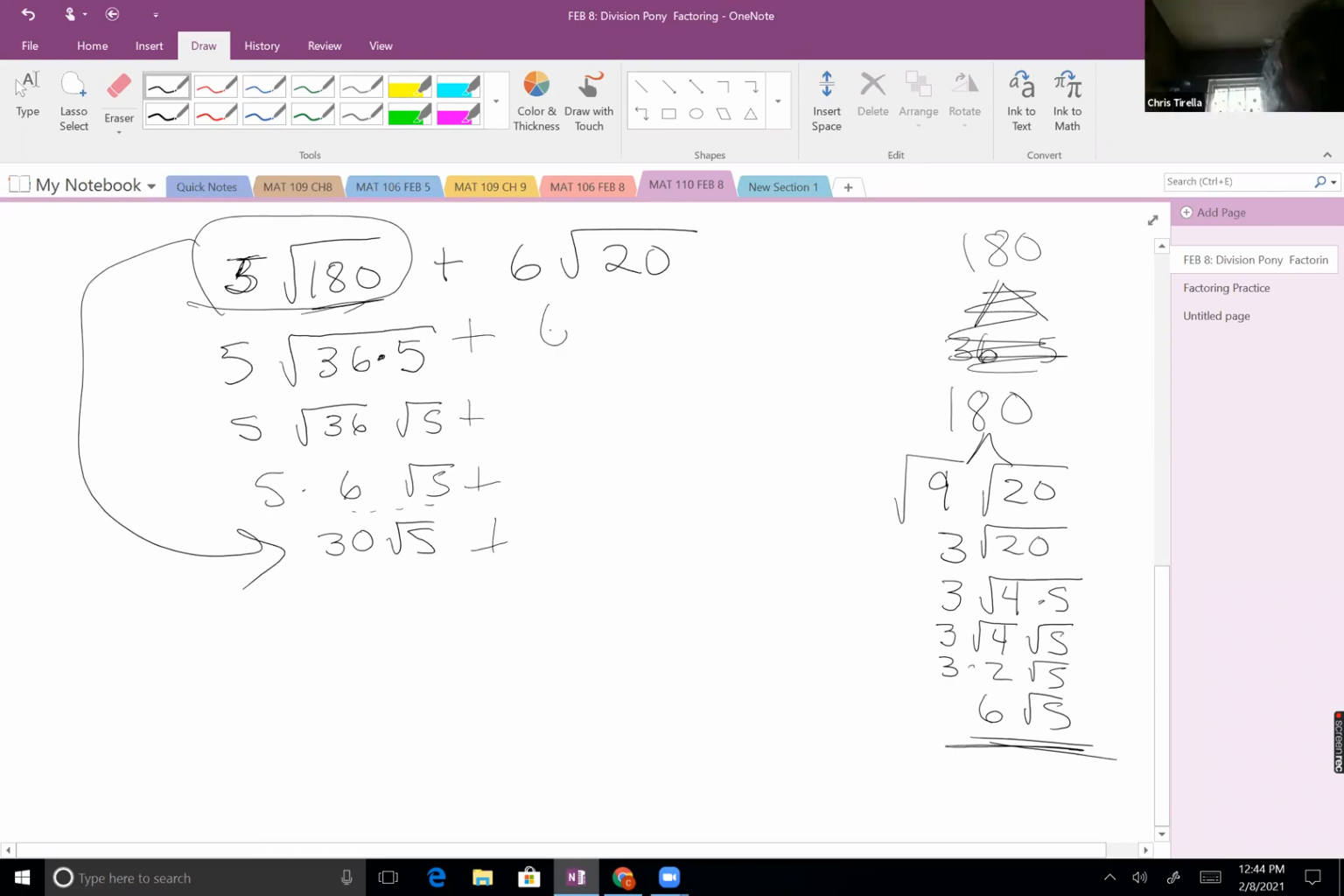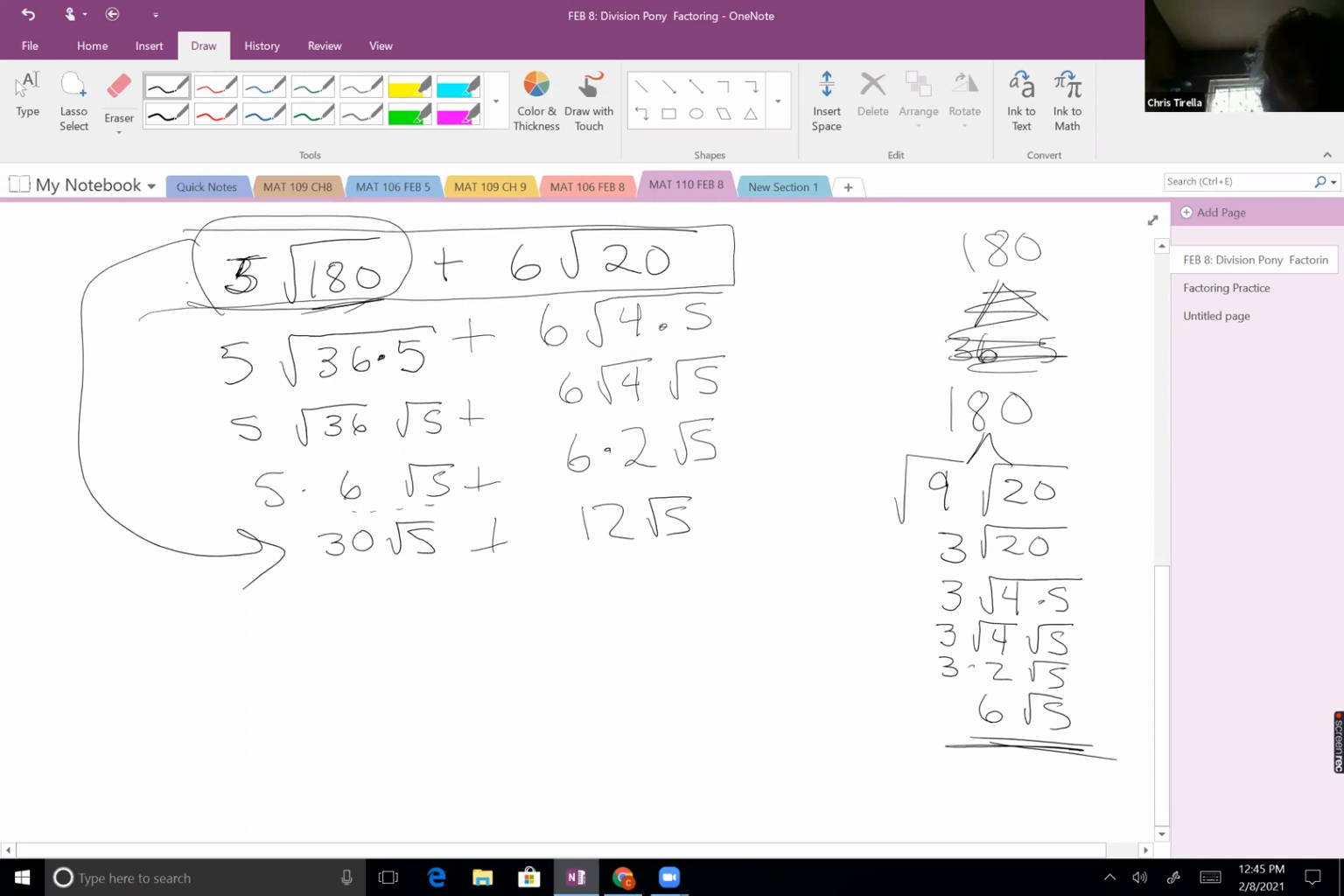So let's see, 20. What number goes into 20 that's a perfect square? 4. So that'll be 6 times the square root of 4 times the square root of 5. What's the square root of 4? 2. And so that's 12 square roots of 5. After all that work, originally I could not add them because they were different, but now that they're simplified, you see I can add them because they're the same.